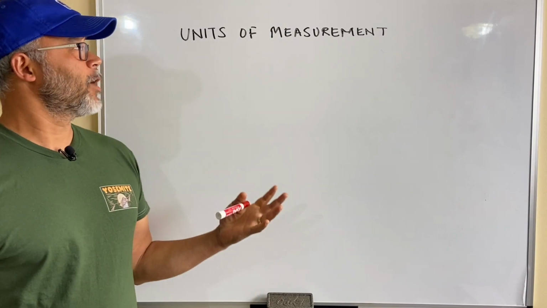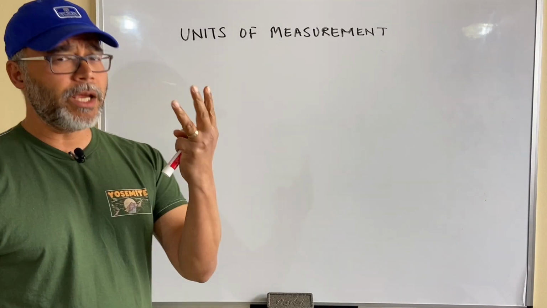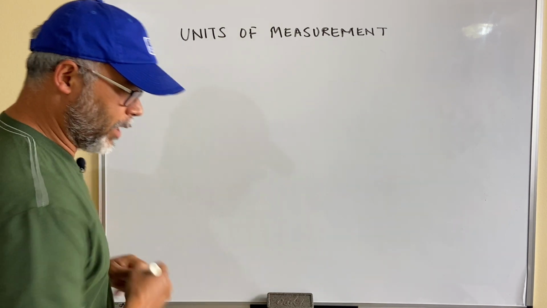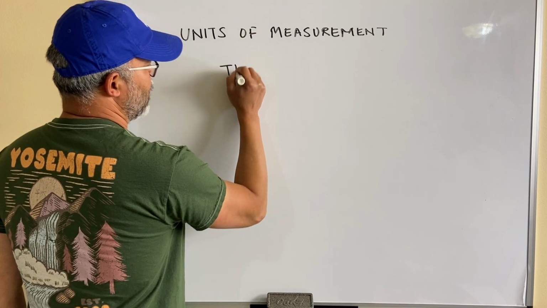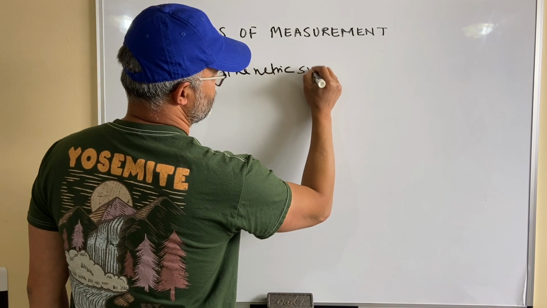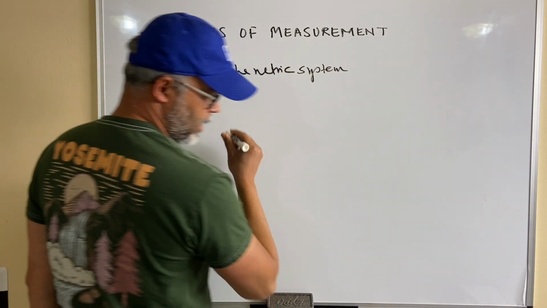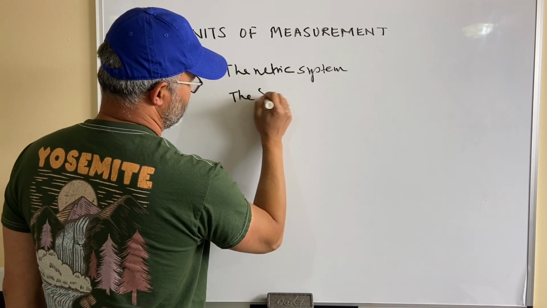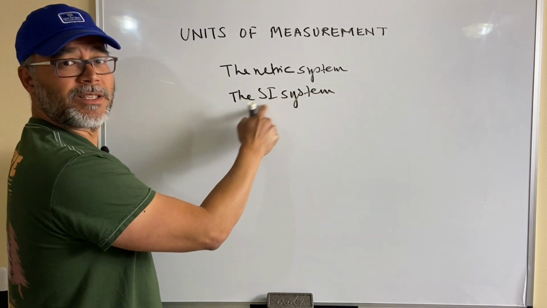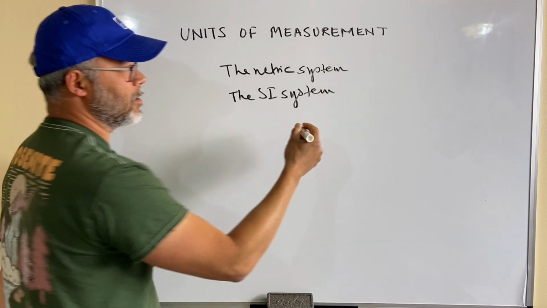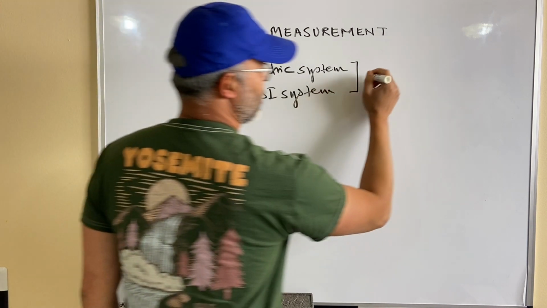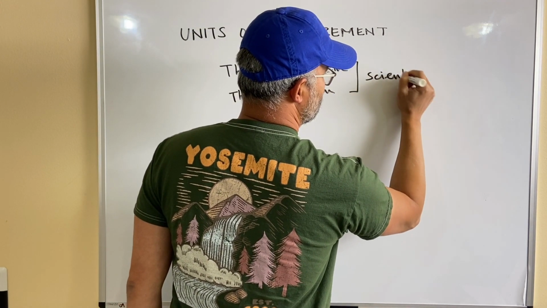Let's talk about units of measurement. There are three systems of measurement. The first system is called the metric system. The second one is the SI system. SI stands for System International, so it's an international system. Scientists love to use these two systems, so we're going to use these systems quite a lot.